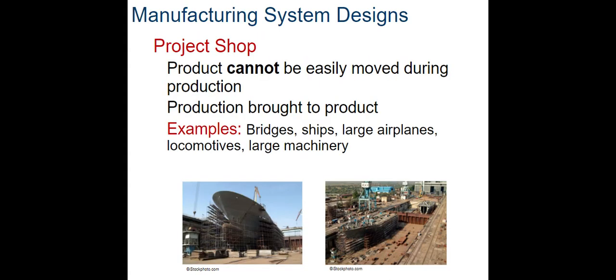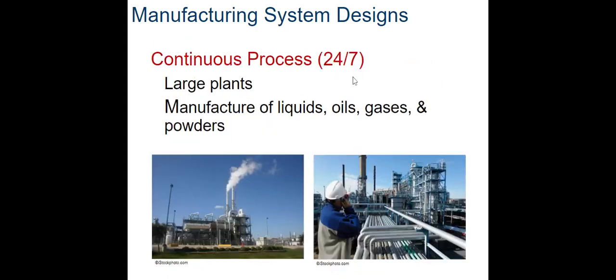A project shop is one where the product can't be easily moved. So typically, production will be brought to the product. For example, a bridge. You can't repair a bridge by bringing the bridge somewhere. You have to go to the bridge. For example, a ship. You might have to do it in situ, or you might have to do it in a dry dock. Large airplanes, locomotives, and large machinery, you need to actually go to the actual product.